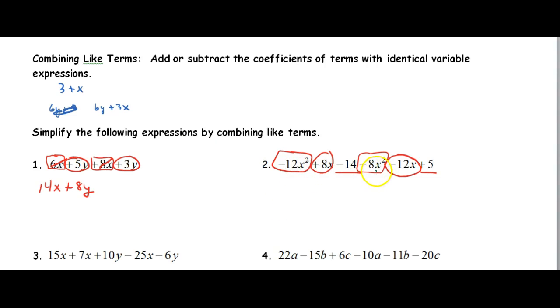Negative 12x squared minus 8x squared. Negative 12 minus 8 is negative 20. And then I carry down the variable expression. Now 8x minus 12x. 8 minus 12 is negative 4. Bring down the variable expression. Then negative 14 plus 5 gives you negative 9. And this is what we get when we combine like terms here.